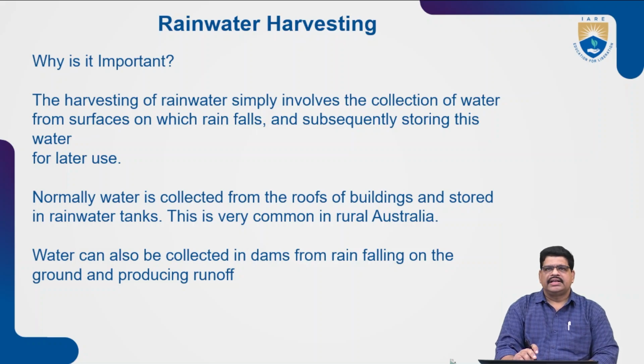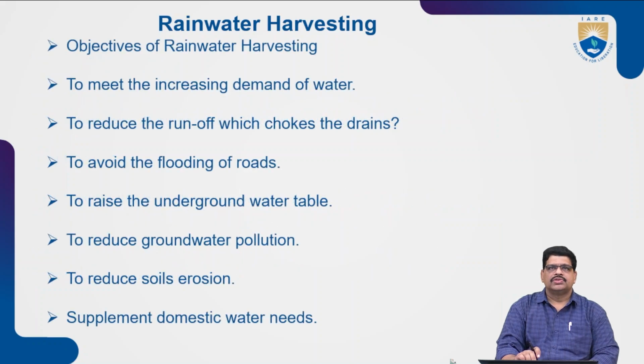Normally the water is collected from roofs and buildings, and stored in rainwater tanks. This is very common in rural and urban areas. It can also be collected in dams, from rain falling on the ground and producing runoff. So what is meant by runoff? After all the losses, meaning evaporation losses and infiltration losses, the water which flows above the ground we call rainwater runoff.